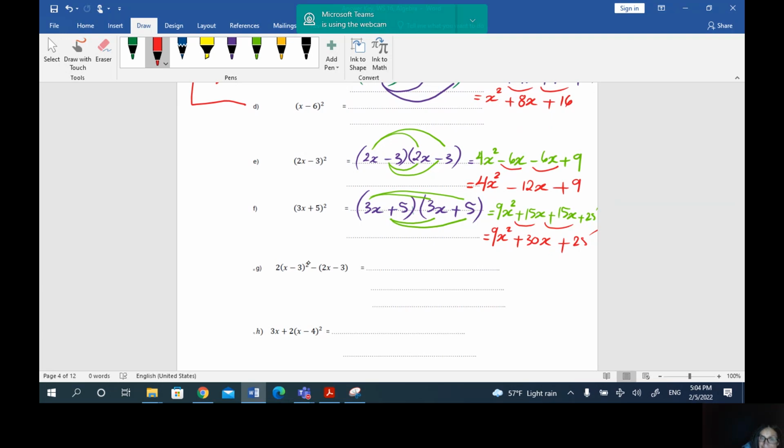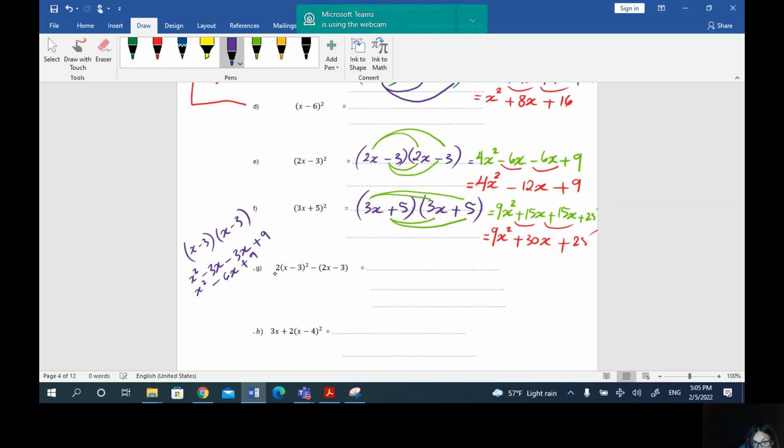Now in G, we have first a bracket which is to the power of 2. So if we want to do it on the side, you can say x minus 3 to the power of 2. It means x minus 3 times x minus 3. So x times x is x squared. X times negative 3, negative 3x. Negative 3 times x, negative 3x. Negative 3 times negative 3 is plus 9. Collect like terms. X squared, minus 3 minus 3x, it's minus 6x plus 9.